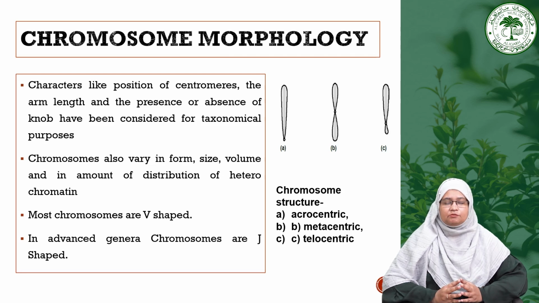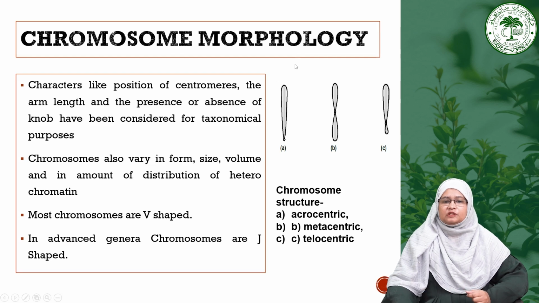The next important attribute in cytotaxonomy is the chromosome morphology. Characters like position of the centromere, as we have discussed earlier, the arms and their length, and the presence or absence of knobs have been considered for taxonomic purposes. Chromosomes also vary in size, volume and in the amount and distribution of heterochromatin. Most of the chromosomes are V-shaped, and in advanced genera, chromosomes are generally J-shaped.